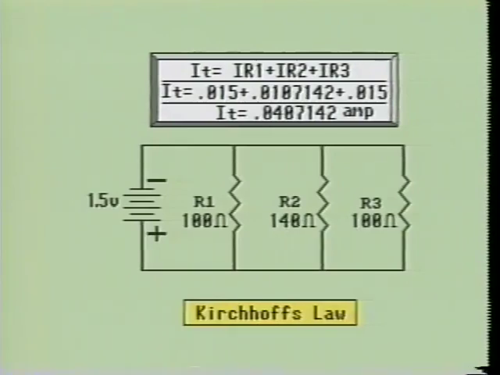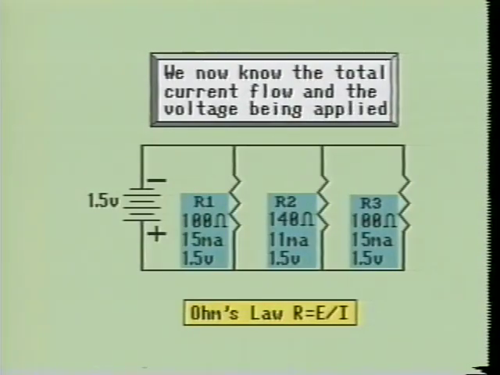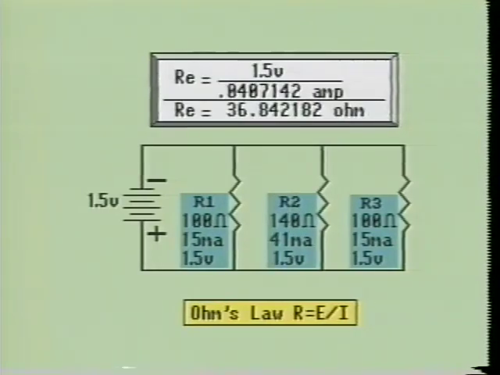Since we know the applied voltage and the total current flow through the circuit, we can calculate for the total resistance of the circuit. To do this, we will use Ohm's law formula R equals E over I, or resistance equals voltage divided by current. When we divide 1.5 volts by the total circuit current of 0.0407142 amps, we show that the circuit has a total resistance of 36.842182 ohms. You should note the total circuit resistance is smaller than the smallest resistor in the parallel combination.